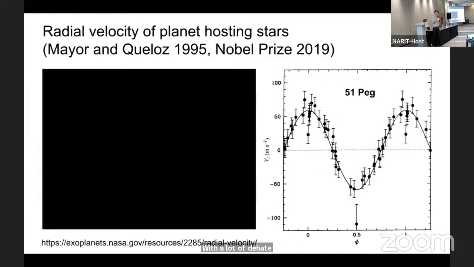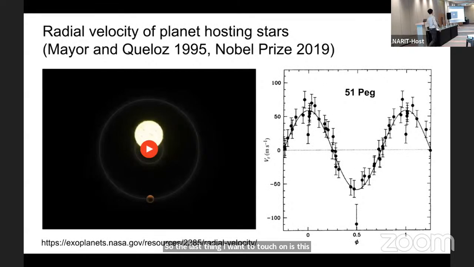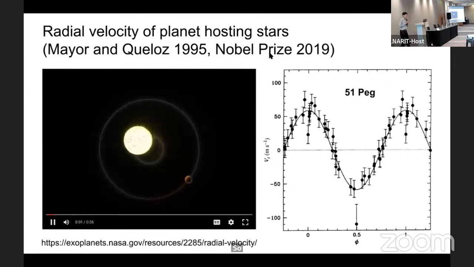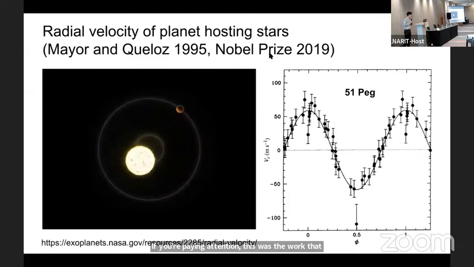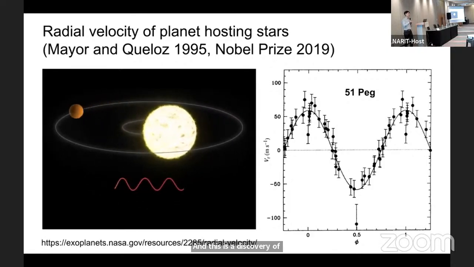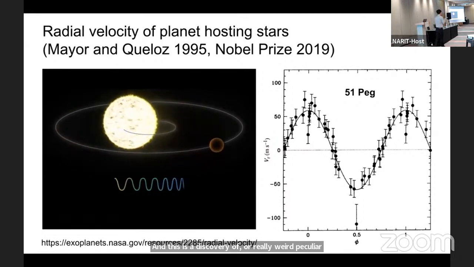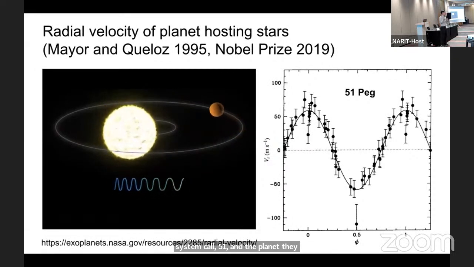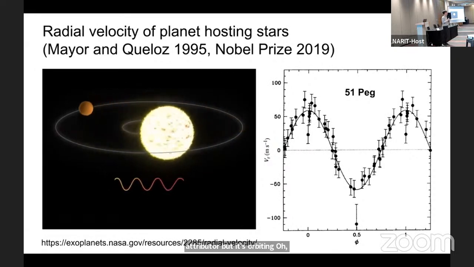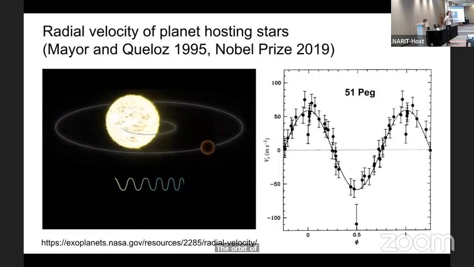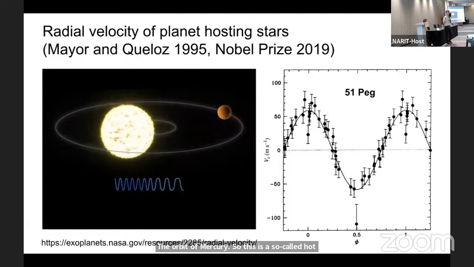So the last thing I want to touch on is the radial velocity measurement. This is again the doing of the Doppler effect. If you're paying attention, this was the work that won the Nobel Prize in 2019. It was the discovery of a really weird, peculiar system called 51 Pegasi. The planet they found is the size of Jupiter, but it's orbiting closer than the orbit of Mercury. So this is a so-called hot Jupiter, because they're so nearby they have very high surface temperature.